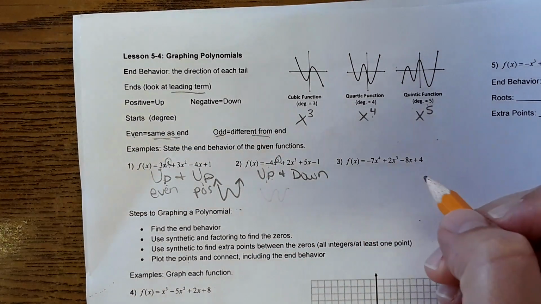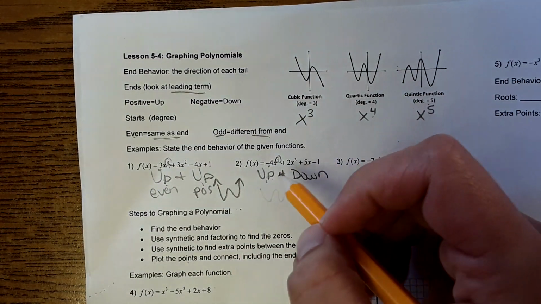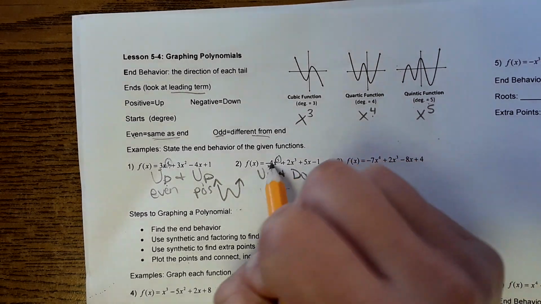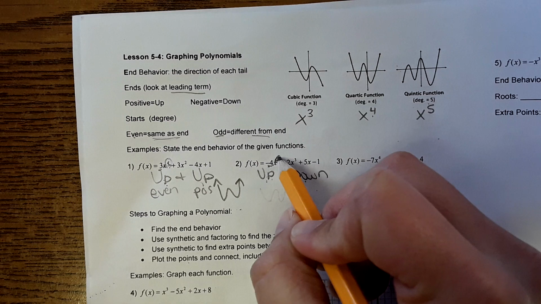The 4 is an even number and 5 isn't. It's talking about the leading coefficient is negative, so that's down. Then we look at the exponent to see if it's the same or different.